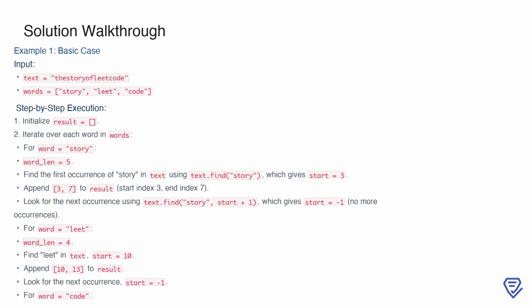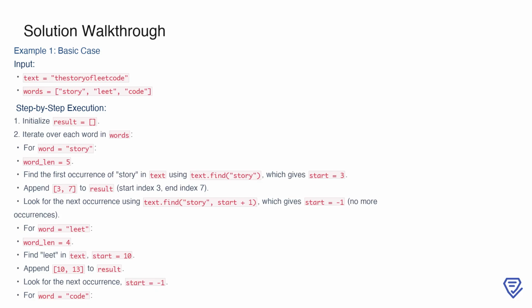Here, we start with a basic example where the input string is "thestoryofleetcode" and the list of words contains "story", "leet", and "code". To solve this, we initialize an empty list called result to store our index pairs. Then, for each word in the list, we begin searching for its occurrences in the text. Starting with the word "story", which has a length of 5, we find its first occurrence at index 3 using the find method, and calculate its ending index as 7. This gives us the pair [3, 7], which we add to result.